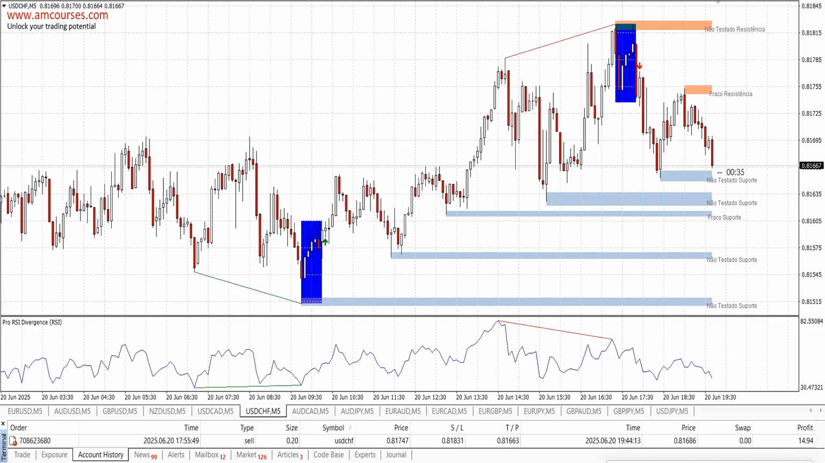Now here are some pro tips to help you get the best results using the RSI Divergence Signals Indicator. Stick to M5 or M15 timeframes. These short timeframes give faster signals, perfect for scalping or quick intraday trades.